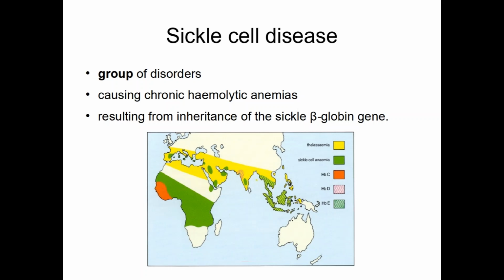This is a widely distributed disease, and in the map shown, the solid green color represents the geographic locations of sickle cell anemia. We can clearly see that India has some patients of sickle cell anemia.